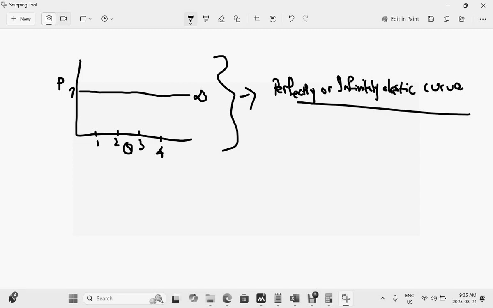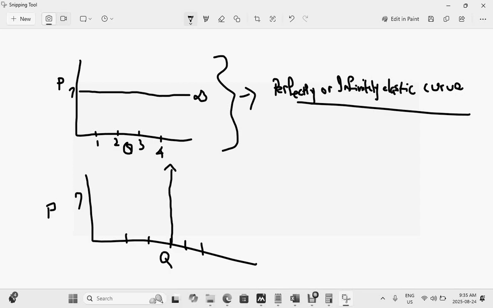The next one is your perfectly inelastic curve. When it comes to your perfectly inelastic curve, this will be a vertical line. As price changes, quantity demanded or supplied does not change, which means the quantity stays at 3 units, for example, but the price keeps on changing from 7 to 6 to 5 to 4 to 3, and so on.